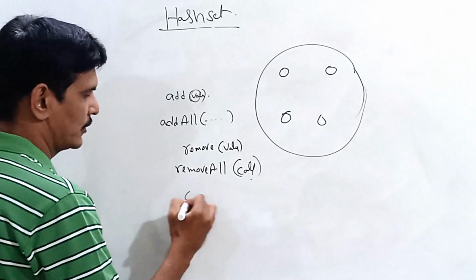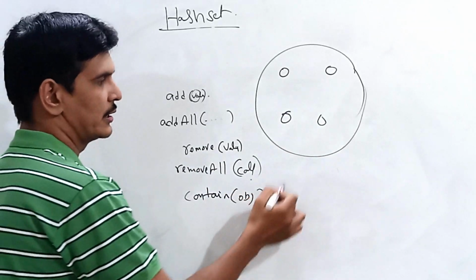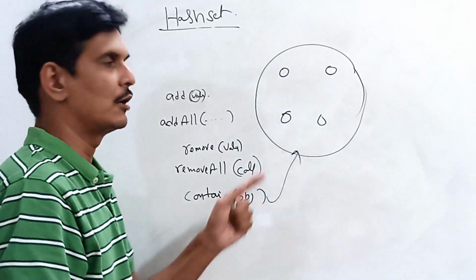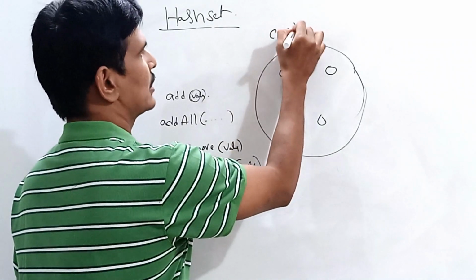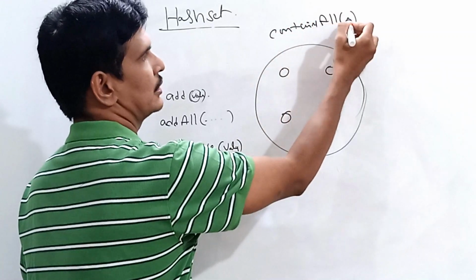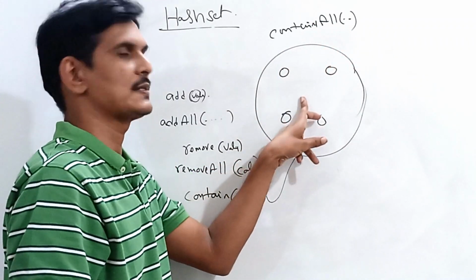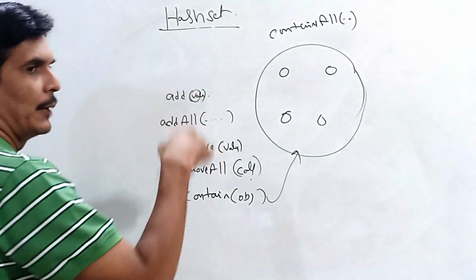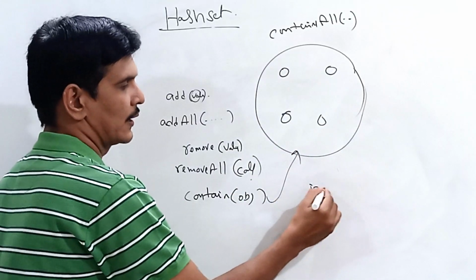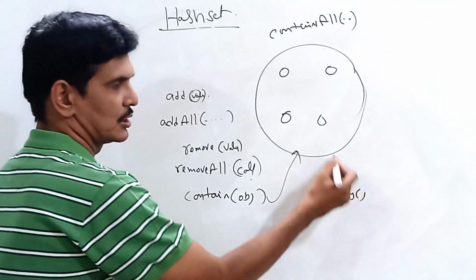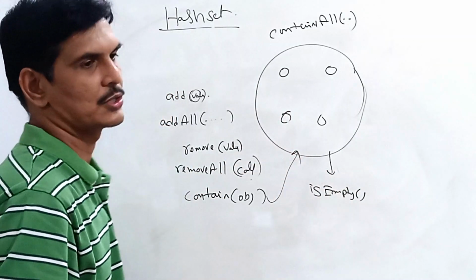Apart from this, we also have a contains method. When I specify any object or element, it will check whether the element is present inside the collection or not. If the element is present, it will return true. If it is not present, it will return false. Similarly we also have the containsAll method, and if you specify a group of elements, it will check whether all of them are present inside the HashSet or not. And if you want to check whether a collection or HashSet is empty or not, we have the isEmpty method. If it is empty, it will return true. If it is not empty, it will return false.